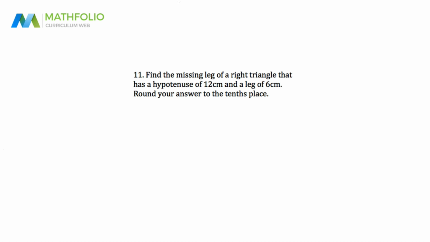Alright, so it says find the missing leg of a right triangle. So from the get-go, we are told it is a right triangle. So I'm just going to sketch this. It is a right triangle. We're trying to find a missing leg. So it can't be this longer side, because that's the hypotenuse. We're told the hypotenuse is 12, and the other leg is 6.